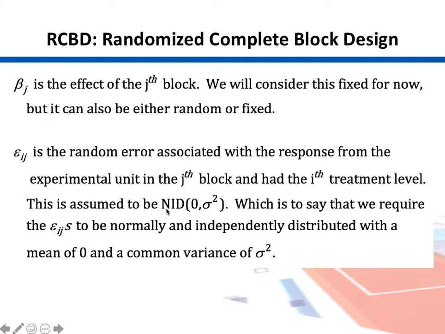So NID(0, sigma square): normal distribution and independent sampling, with a mean of 0 and variance sigma square. And we assume that the varieties have equal variances. We may test them, or we draw the diagrams and see it there. So here we suppose the conditions are met, so we are good to go with RCBD.